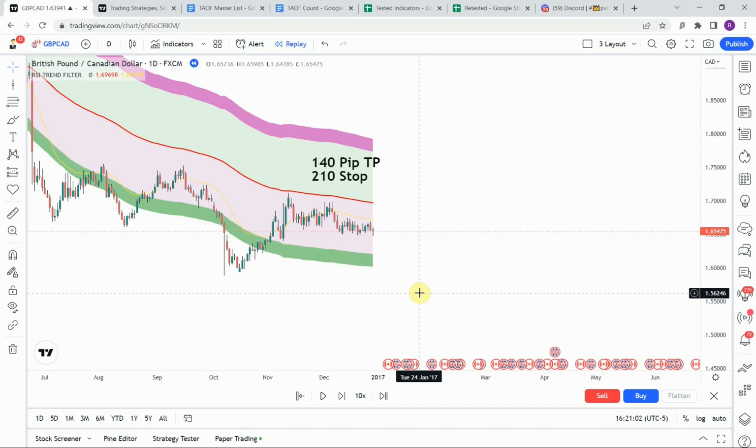Today we will be testing the RSI trend filter indicator.